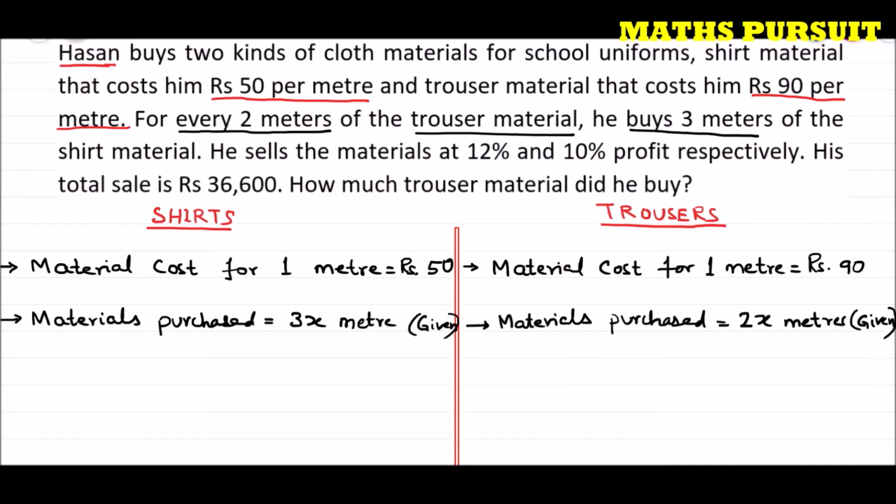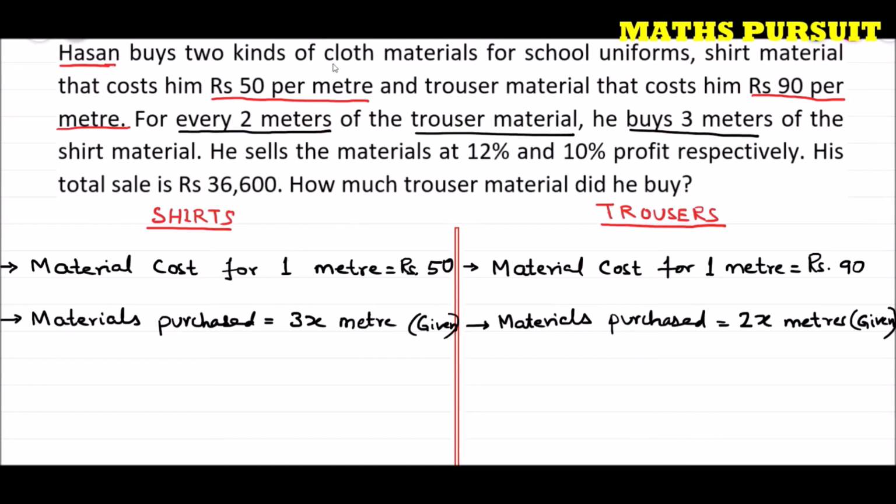Hope guys you are understanding what we considered. We consider let the length of the materials purchased be x meters because we do not know, and the question is telling us that for every 2 meters of the trouser material he buys 3 meters of shirt material. That means trouser material we have considered 2x meters and shirt material is 3x meters. Hope guys I am very clear till here. We need to understand this question. This is a little bit confusing.